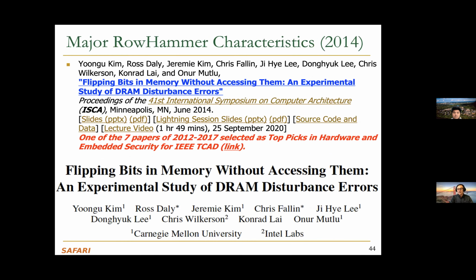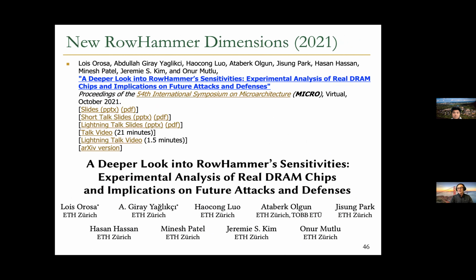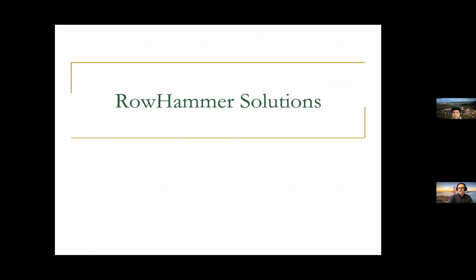And more recently, we've shown that Rowhammer is getting much worse. And I'm going to talk about this briefly later in the talk. And even more recently, we showed that Rowhammer is actually getting even worse than we thought because it has many, many dimensions. I will mention this also in a little bit. But before I mention those recent studies, let me talk about Rowhammer solutions a little bit.